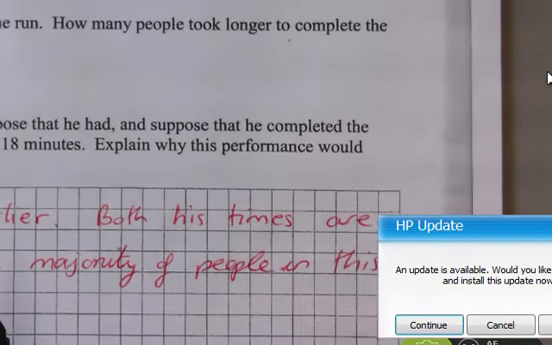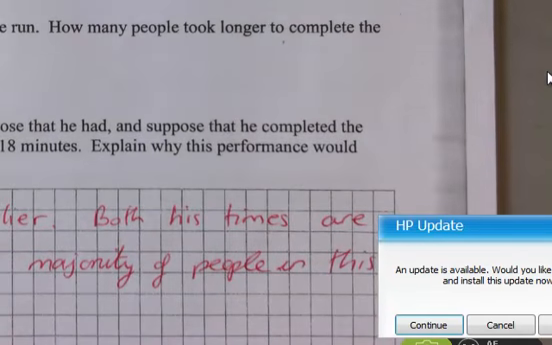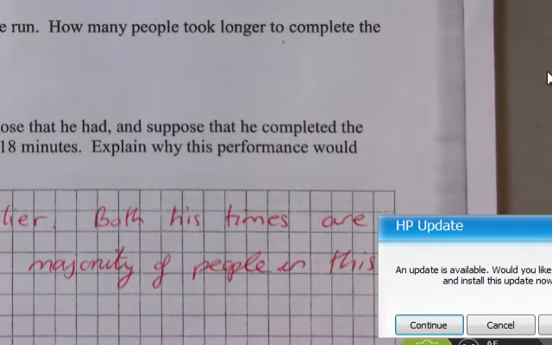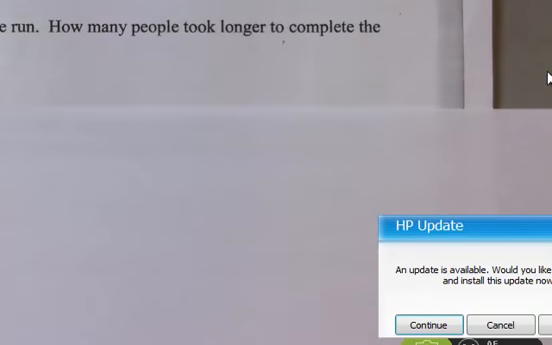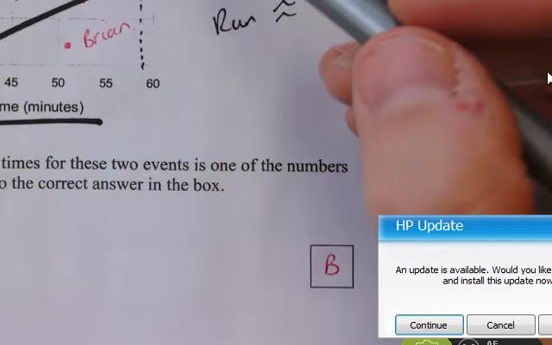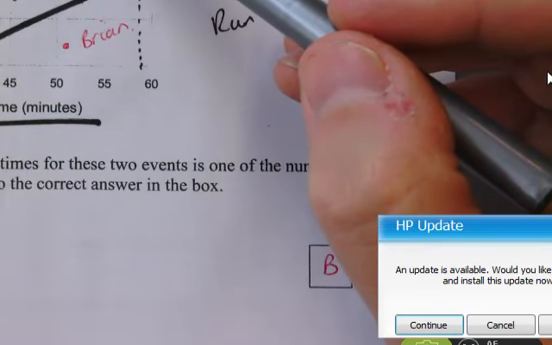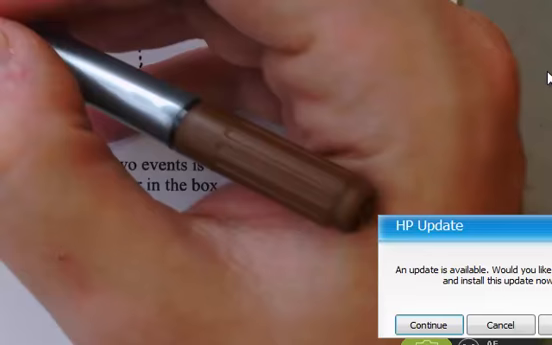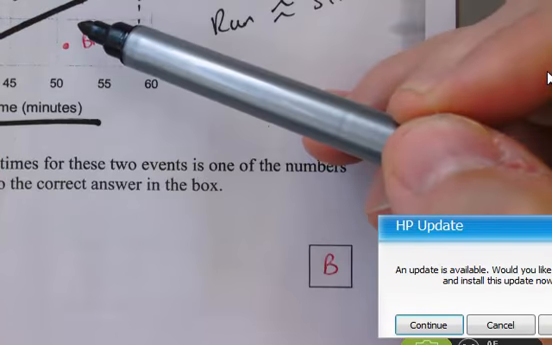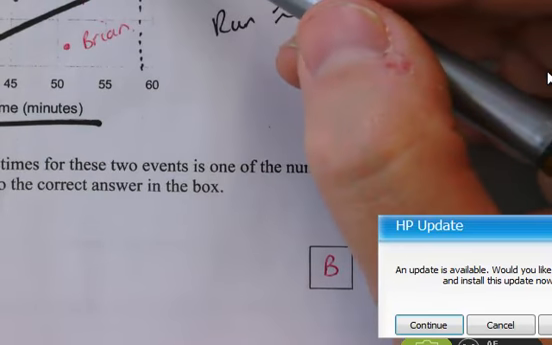So we'll move on a little bit. It says Frank was the slowest person in the run. How many people took longer to complete the cycle than Frank did? So Frank was the slowest person in the run. You can see up here I've identified Frank. He's just here. I have a little dot going over him. Now this here represents the run. If you're the slowest in the run, it means that it took you the longest to complete. So he's the highest dot for the run.